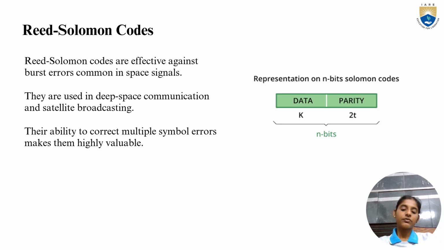Reed-Solomon codes. Reed-Solomon codes are effective against burst errors common in space signals. Reed-Solomon codes are used in deep space communication. Reed-Solomon codes are a family of error-correcting codes. They are widely used in digital communication systems, including space communication, CDs, DVDs, and QR codes. Reed-Solomon codes can correct multiple errors, making them suitable for applications with higher error rates.